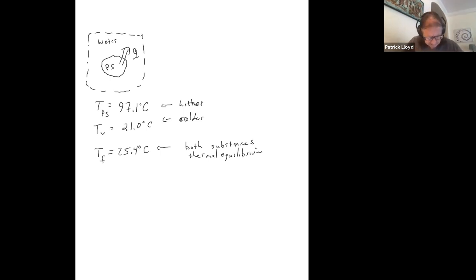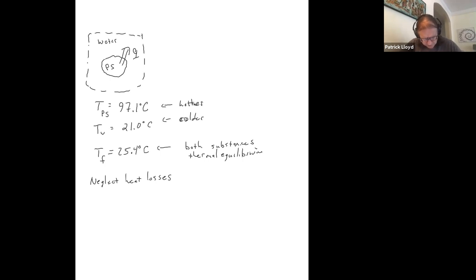Now, what I'm going to claim is we're going to neglect any heat losses, right? So we're going to claim that none of the heat escapes or goes somewhere else. And again, that's probably not true. There's probably some, but it depends on the quality of our experiment and the quality of the substances we're using. So we're going to neglect that.